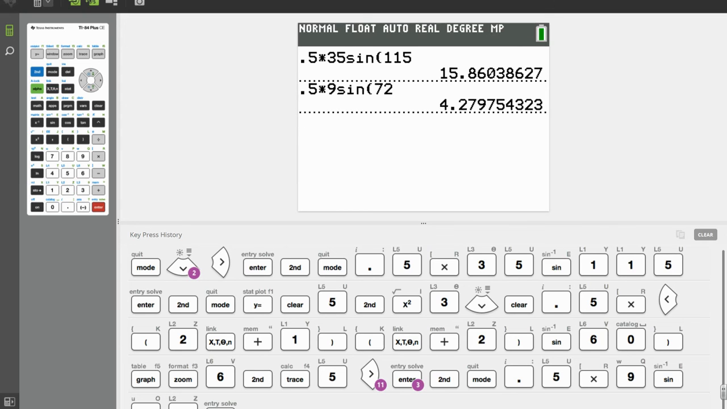All right, I get that number, 4.279754323. And I want to leave that. I'm not going to try to round that number. I'm going to take that number now. I know that's the area of one triangle, and I need to multiply that by 5. So I'm just going to do that now. I don't want to round anything till the very end. All right, so my final answer rounded now would be 21.40 meters.